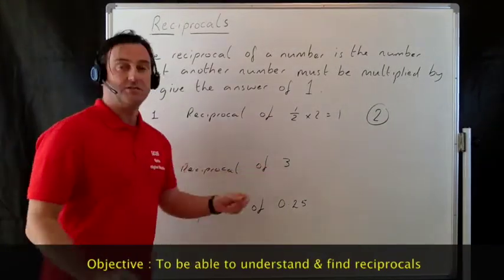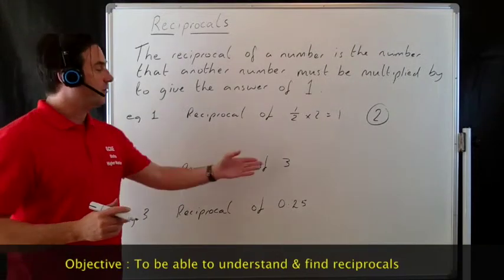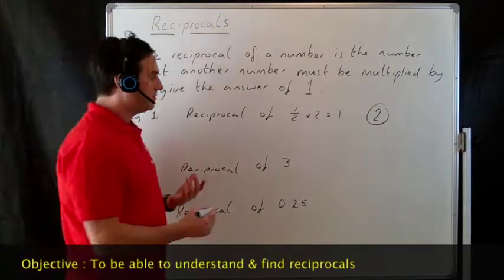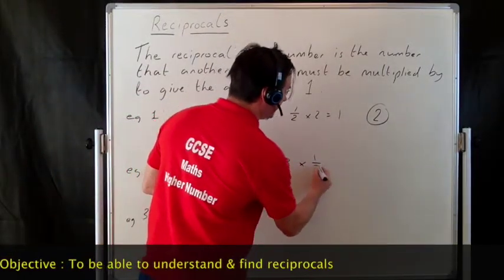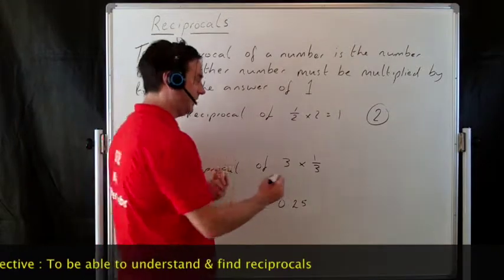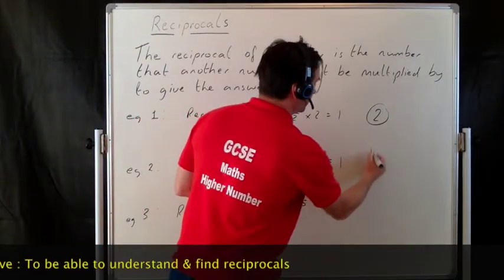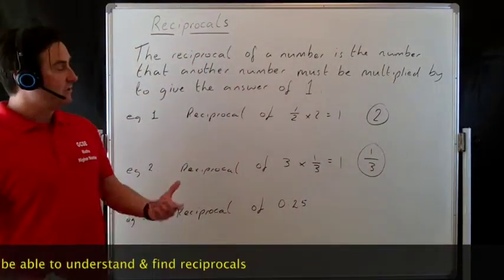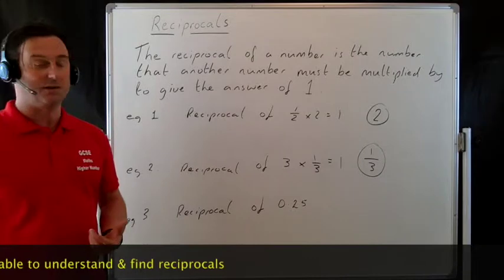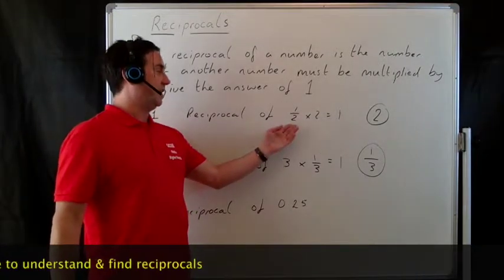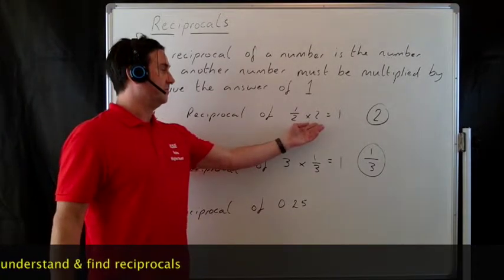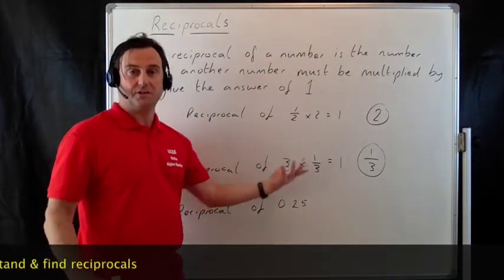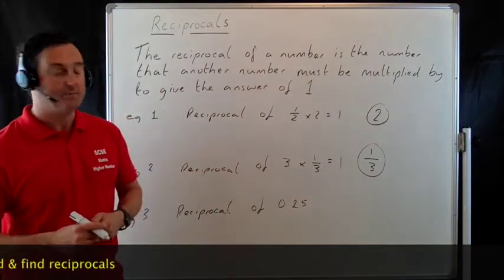The reciprocal of 3 for the second example. Well, what do I need to multiply 3 by to get to 1? Well, I need to multiply 3 by a third, and that gives me the answer 1. So the reciprocal of 3 is a third. And when you think of it like that, then it makes it quite easy to understand, because obviously a half, the reciprocal is a 2. So a third, the reciprocal would be 3. So working backwards, it follows that the reciprocal of 3 is a third.